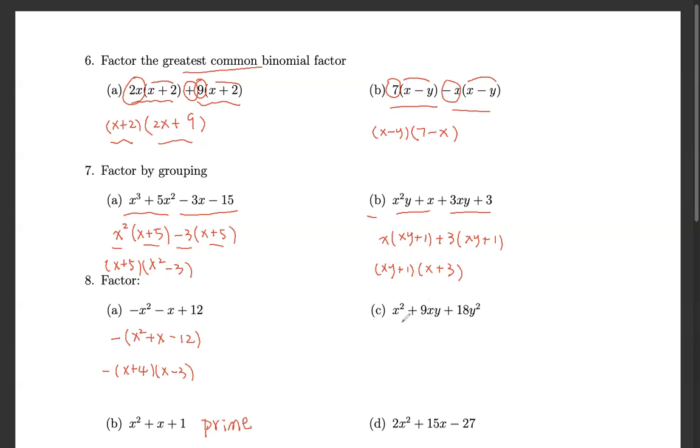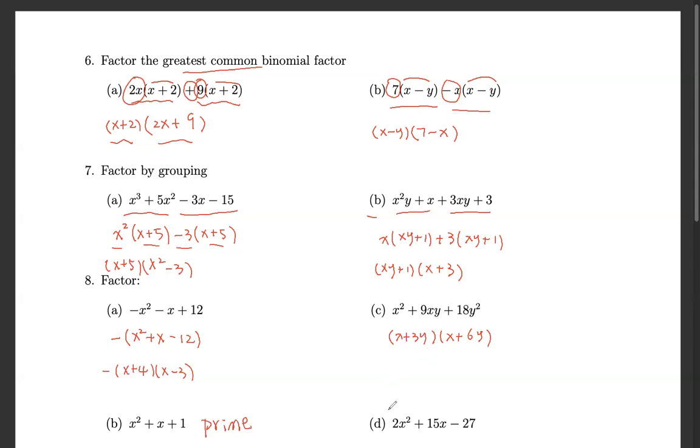C, we're thinking about two factors multiplied to be 18y squared, that add up to be 9. That has to be 3 and 6, right? x plus 3y times x plus 6y. Because 3y times 6y is 18y squared. 3y plus 6y with x is 9xy.